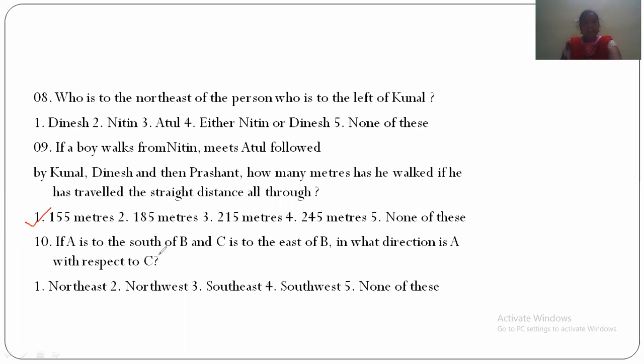Next one, 10th question. If A is to the south of B, south of B means first we have to write B. B's south side means below, A. We have to take the back. And C is to the east of B. So first we have to take B, and on B's east side we have to place C. In which direction is A with respect to C? Here, very importantly, we have to see with respect to whom they are asking. C. So now at point C, we have to take the plus mark. Suppose they had asked you with respect to A, there we would have to take the plus mark. And whose direction are they asking? A's direction. So A is in which direction? It is between south and west, which means the southwest direction.